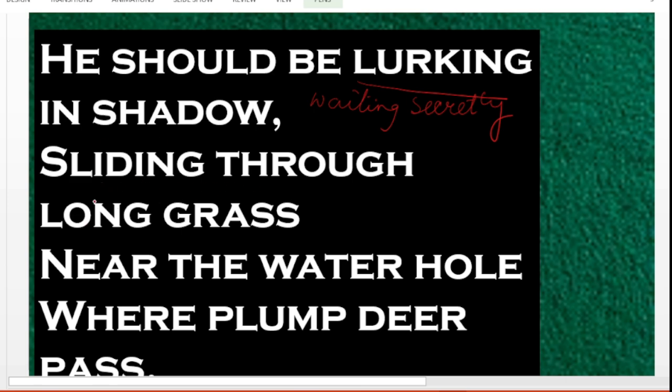Sliding through long grass, they hide themselves in the long grass so that they cannot be noticed. And they wait near the water hole where other animals like deer often come to drink water, and this is where usually the animals are found. So here he attacks the plump deer. Plump means fleshy. He attacks his prey. So this is the imagined scenario of the tiger.